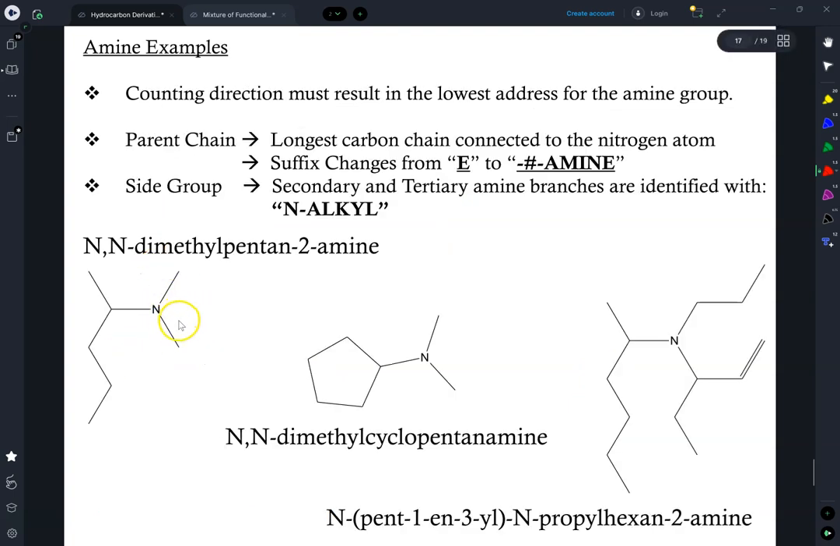When naming amines, many of the same grammatical rules apply. So to find the parent chain, choose the longest carbon chain that is connected to the nitrogen atom. In this case, it would be 1, 2, 3, 4, 5 carbons, which is why it's pentan. And as before, we need to make sure that the amine gets the lowest possible number, so we're going to count from top to bottom, making this 1, 2, 3, 4, 5. As such, the amine group is attached to the number 2 carbon. Thankfully, the suffix for amines is pretty easy to remember. It's just amine. So the parent chain is named pentan-2-amine.